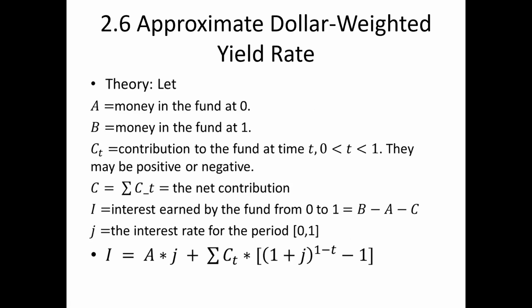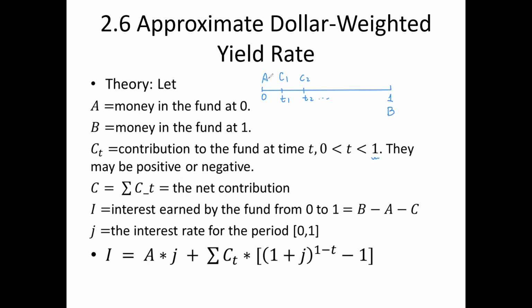The next topic is about approximating the yield rate, because we are talking about the dollar-weighted yield rate. So this section is titled Approximate Dollar-Weighted Yield Rate. Let's introduce some language. A is the money in the fund at time zero. It's an investment, so we put it on the top at time zero. And then we have t1, t2, and so forth. Let's call the last one 1, so t is greater than 0 and less than 1. And we have C1, C2, and so forth. And at the end of time 1, we have a B in the account.